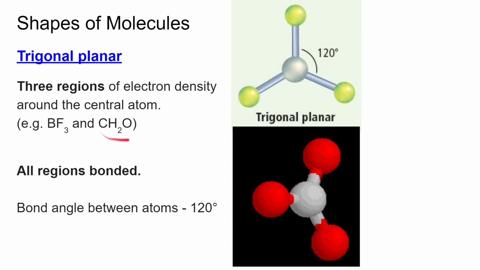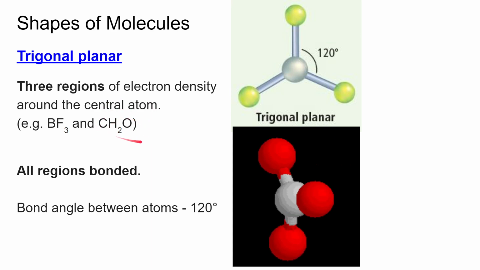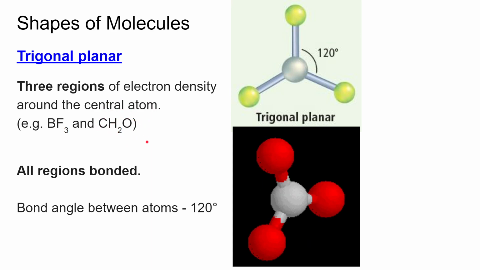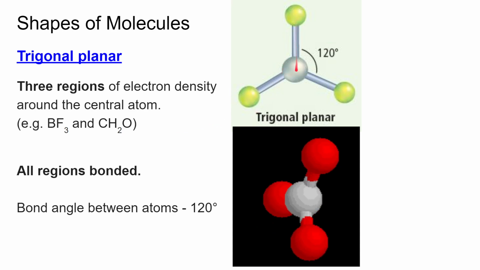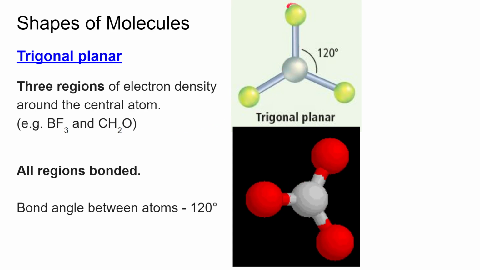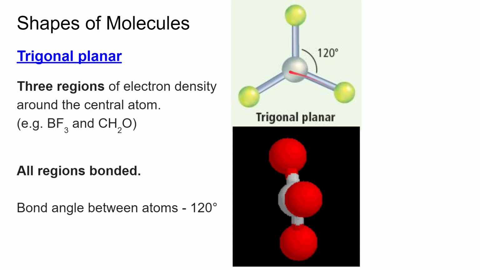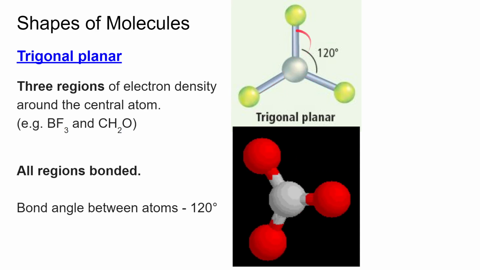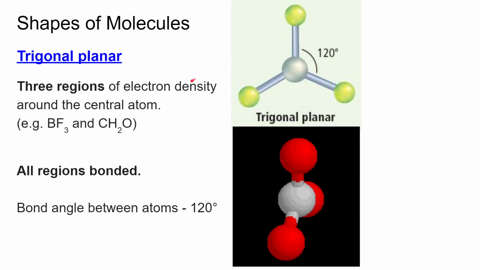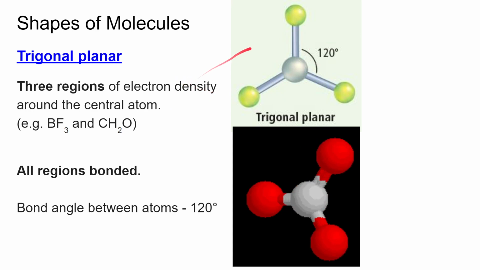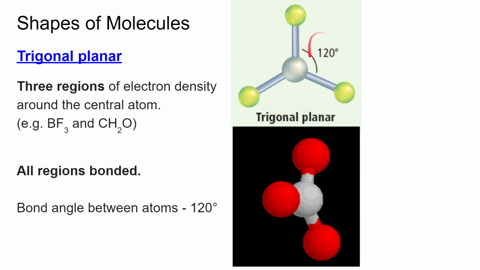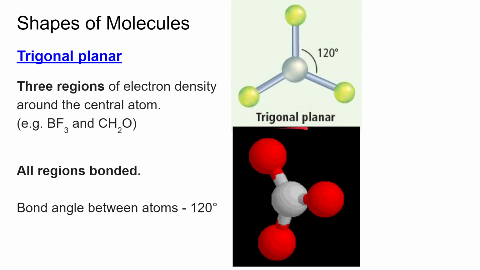This is called formaldehyde, or it's also called methanal. But this is where this will be a double bond. So your carbon's in the middle. You've got the double bond to the oxygen, and you have two hydrogens coming out here. We count up how many electron dense regions. Double bonds count as one region, and they spread out to make 120 degrees. So this is trigonal planar.